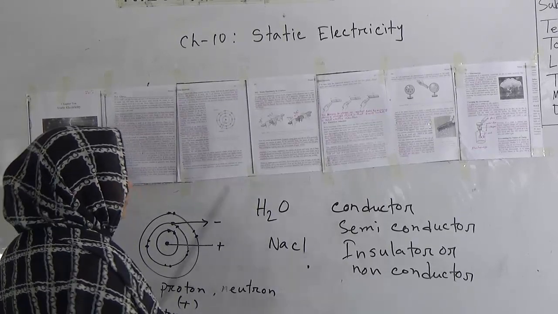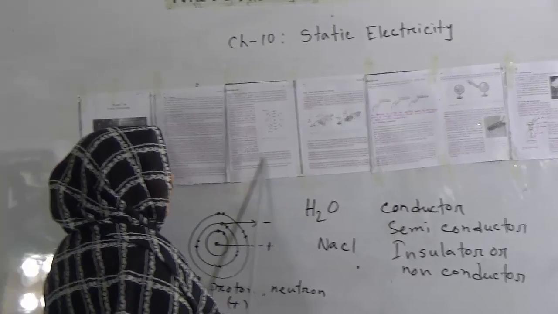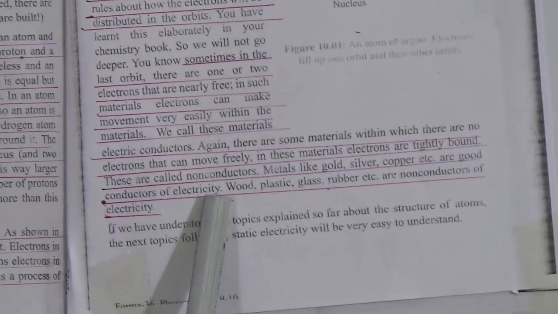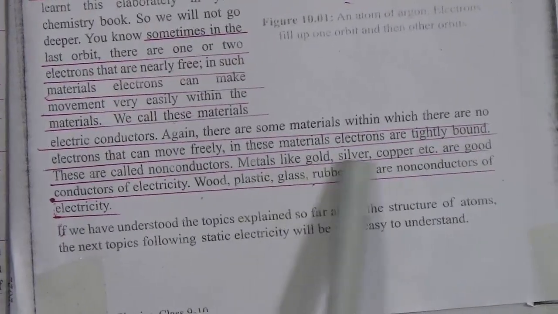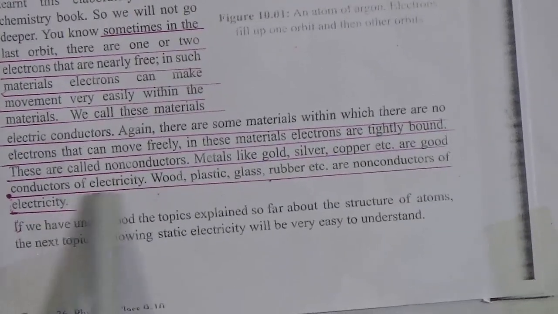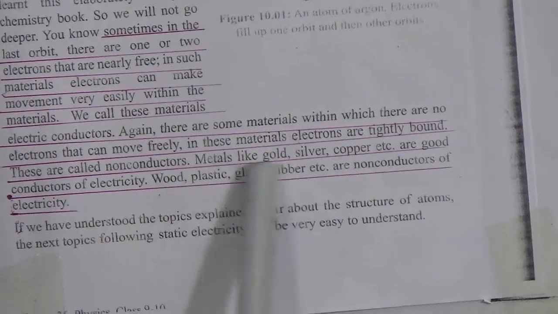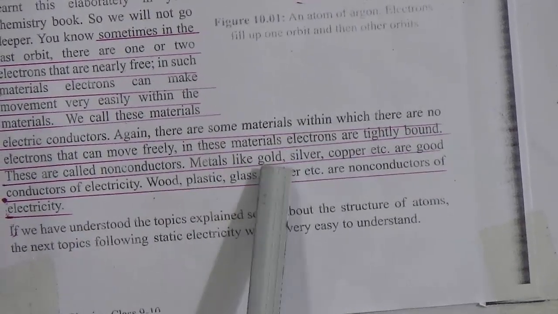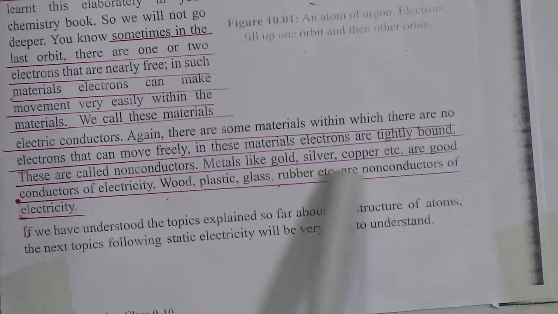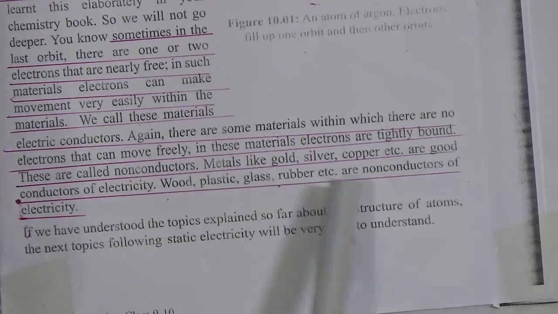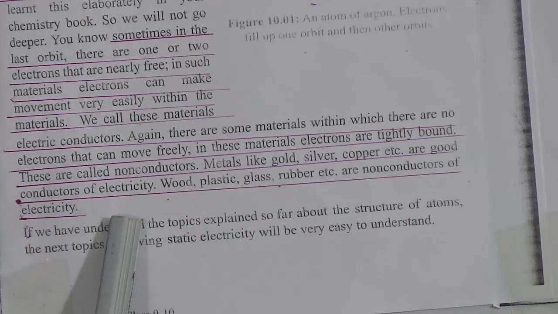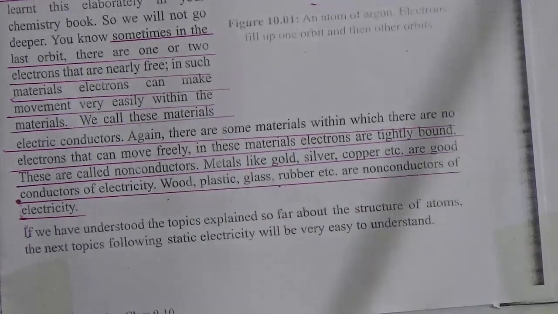are non-conductors. My dear students, metals like gold, silver, copper, etc. are good conductors of electricity. That means they can pass electricity easily. This example is very, very important for MCQ. Wood, plastic, glass, rubber, etc. are non-conductors of electricity. Now go to the next page.